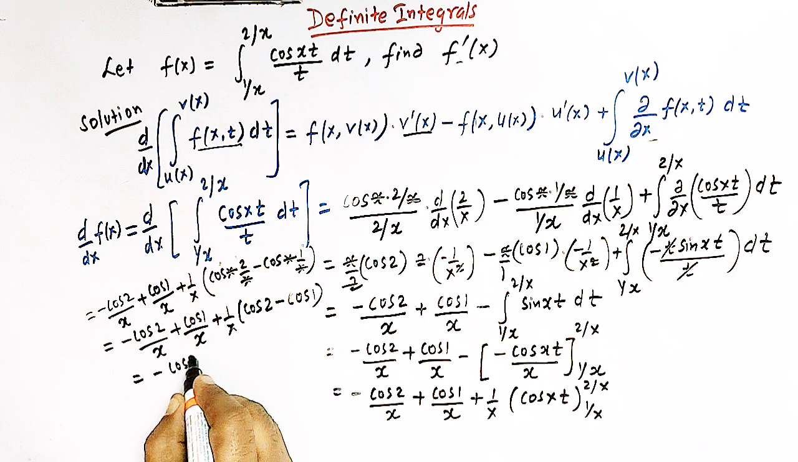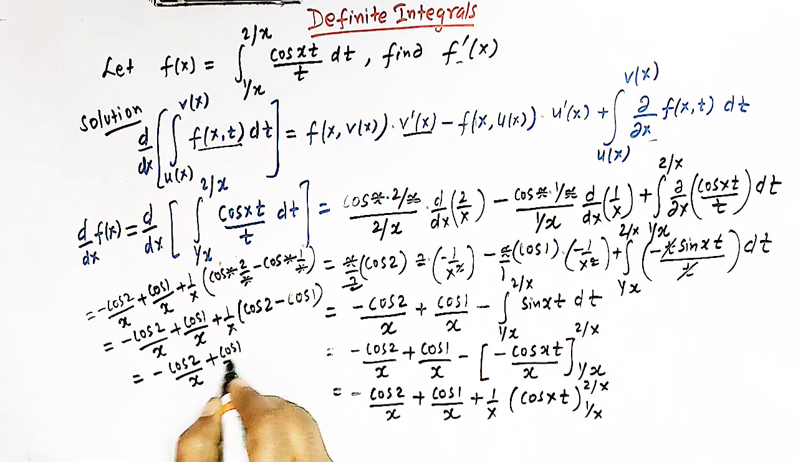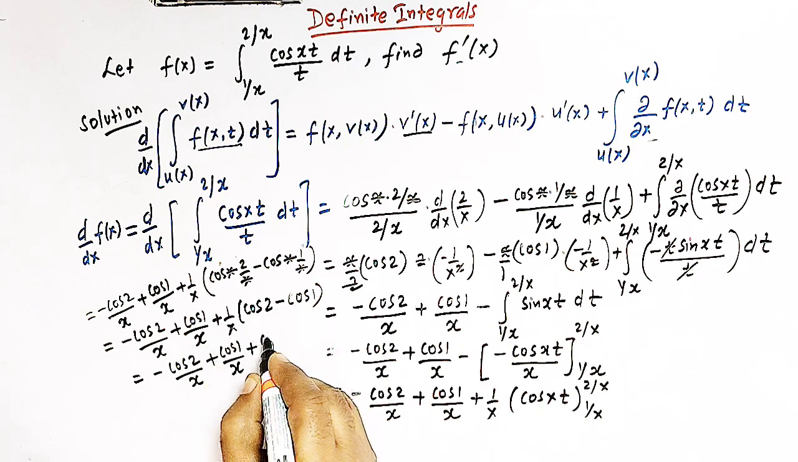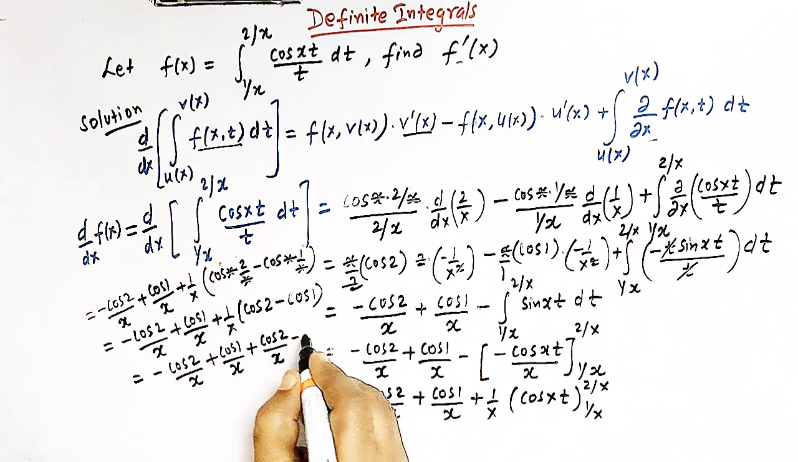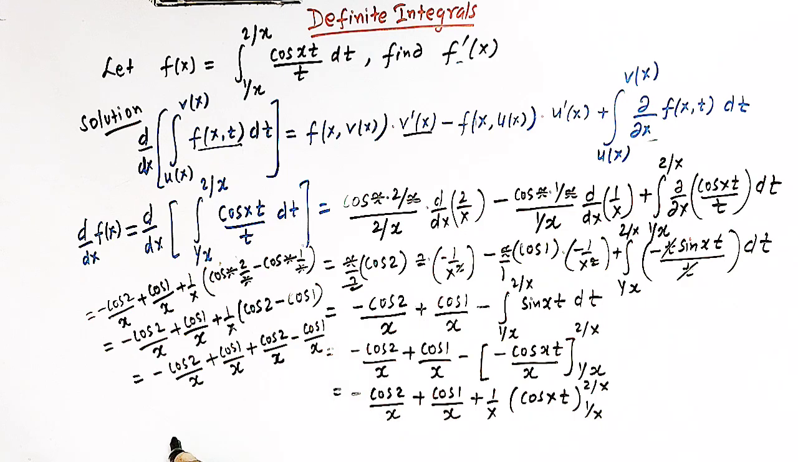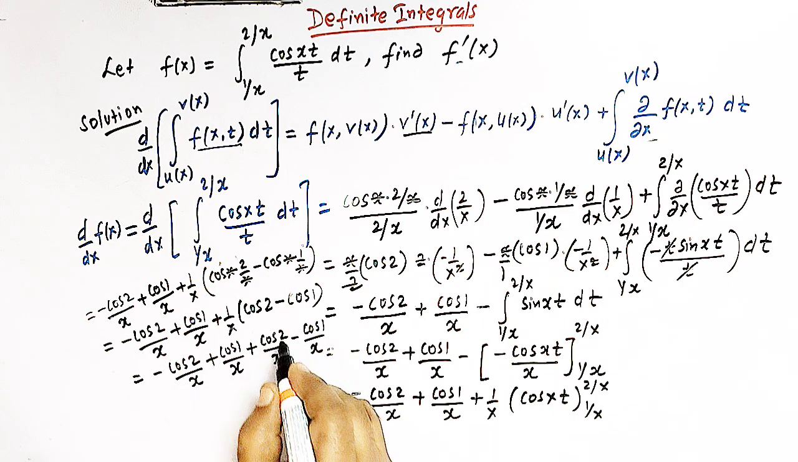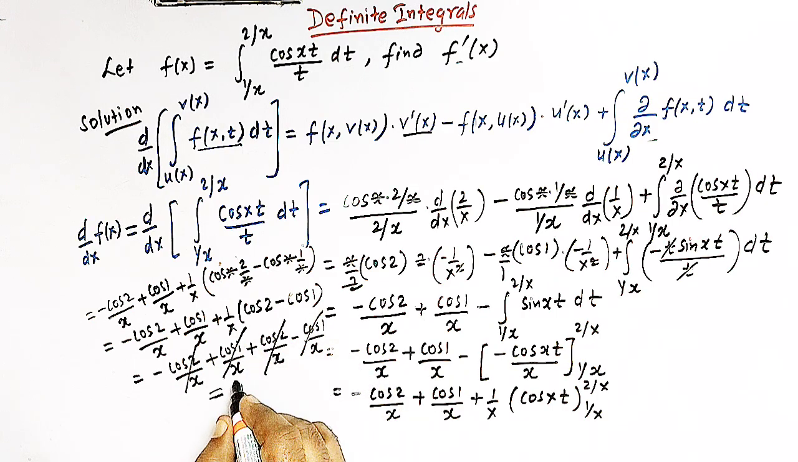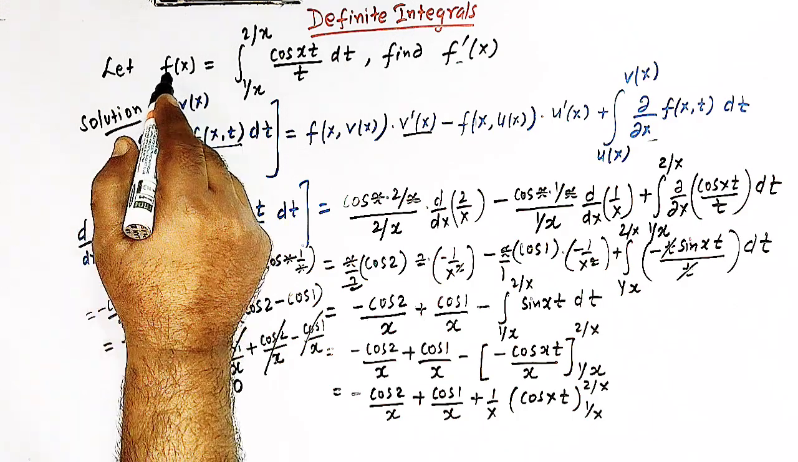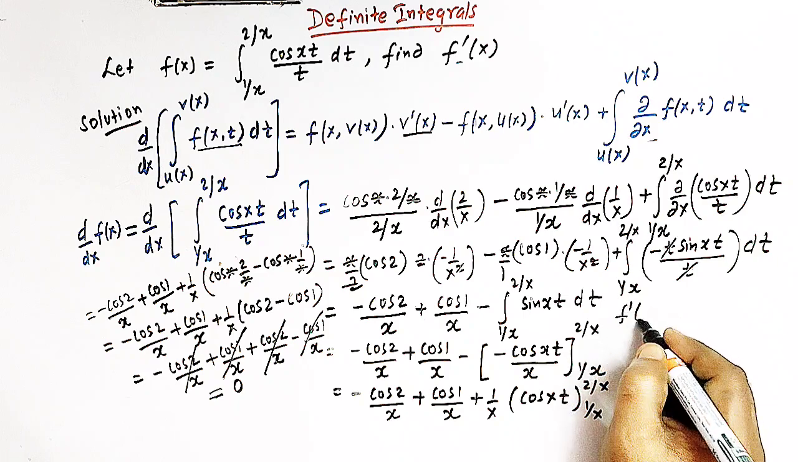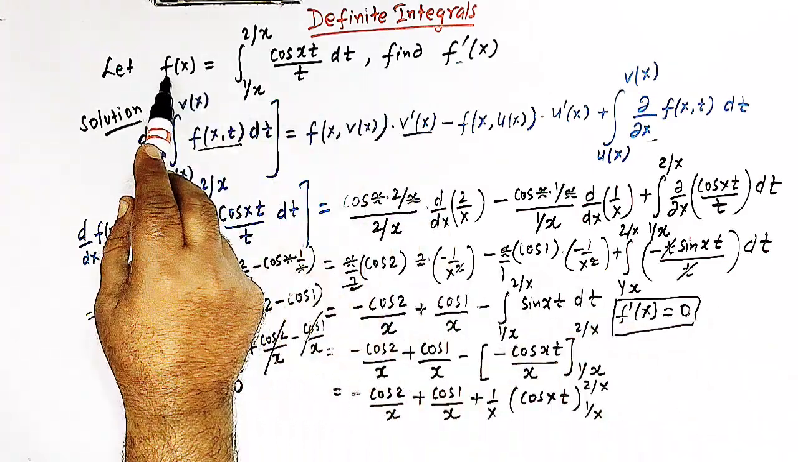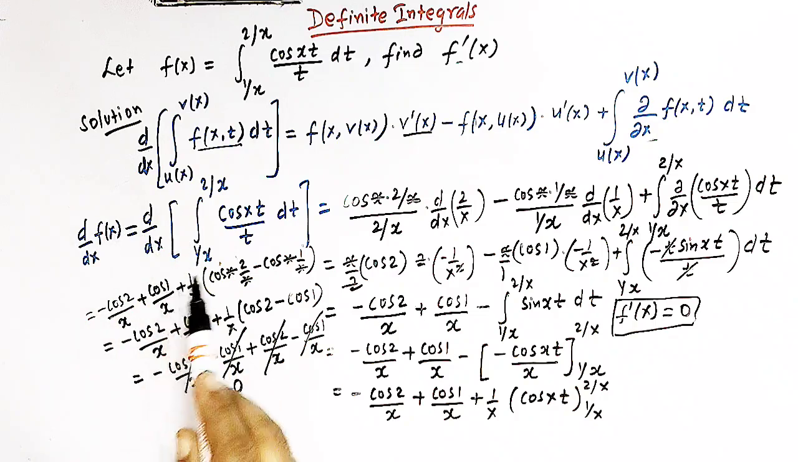So now we have minus cos of 2 over x plus cos of 1 over x plus multiplying these two quantities by 1 over x, we have cos 2 over x minus cos 1 over x, right? And we can now easily see that this term and this term get cancelled, and this term and this term get cancelled. So we have here 0, right? So the derivative of this function f of x, that is f prime of x, is equal to 0, right? So viewers, the derivative of this function or this integral with respect to x using Leibniz integral rule is equal to 0.